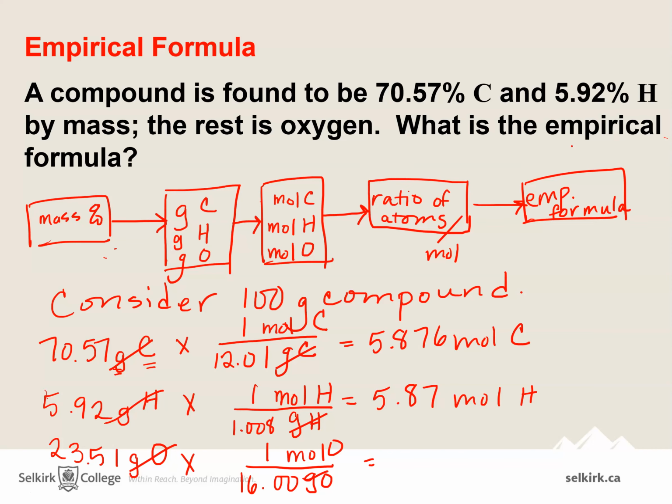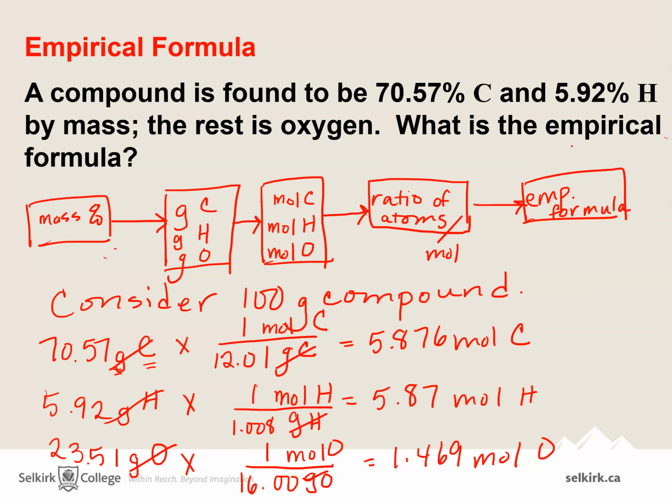23.51 divided by 16 is 1.469 moles of oxygen, and I'm going to store that in memory 3. All right, I've finished a big chunk of the problem, so now I'm glad I have a map in front of me. I've got moles. I'm at box number 3 in my map. Now I've got to find the ratio of moles.